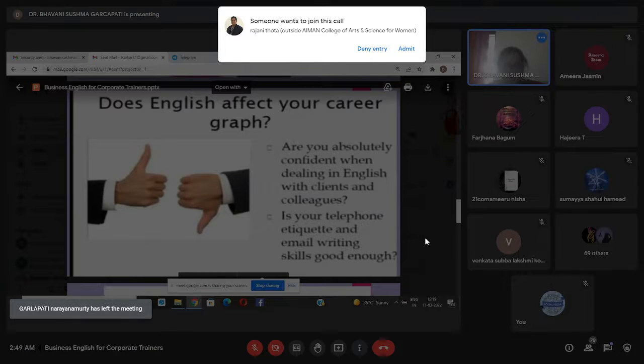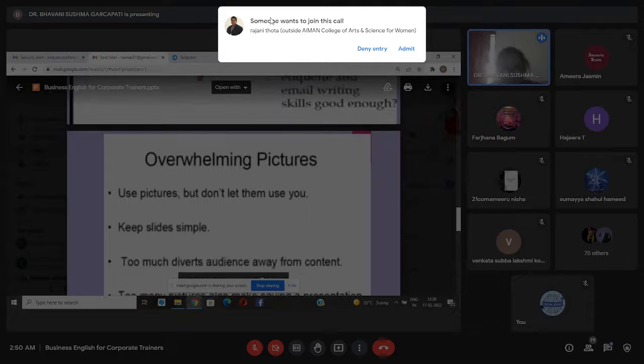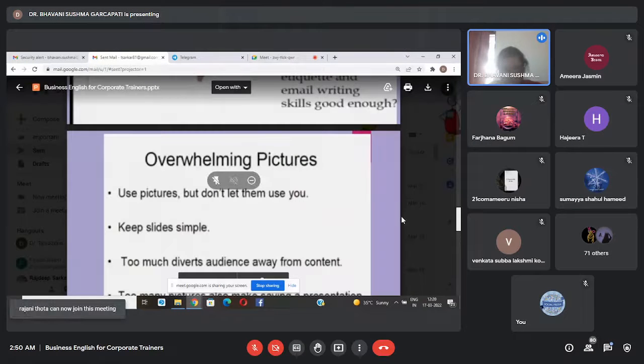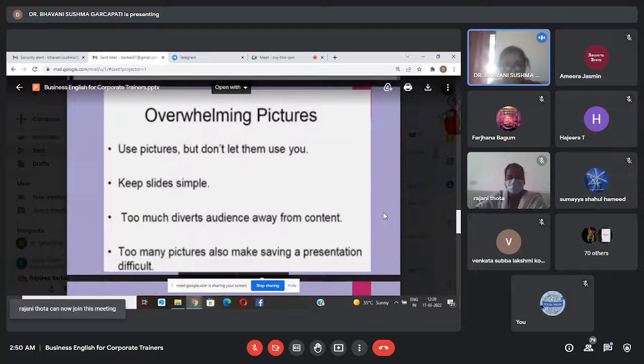We can prove ourselves. Is your telephone etiquette and email writing skills good enough? We have to improve even while speaking on the telephone. If there is any telephonic interview also, we have to be bold enough to speak, with a bold voice. We should be confident. And also while writing an email or our resume, it should create a good opinion by seeing the resume itself. Try to implement all these things in your future endeavors also, it will be helpful.